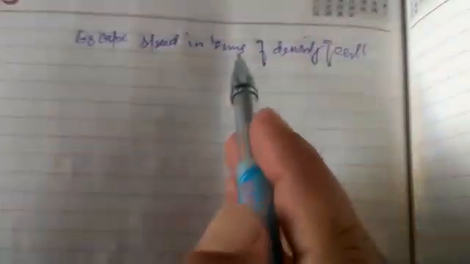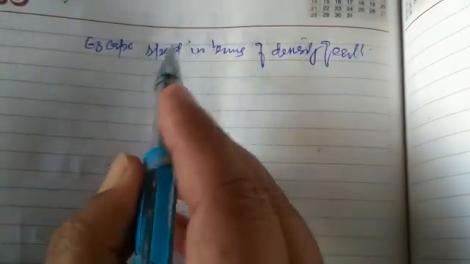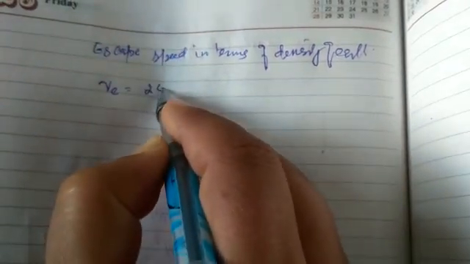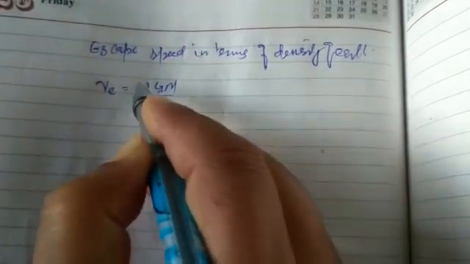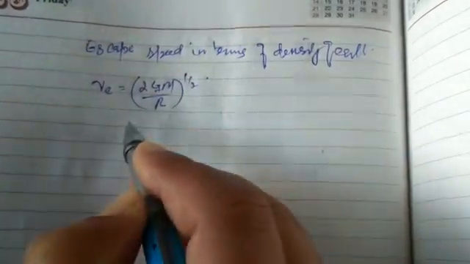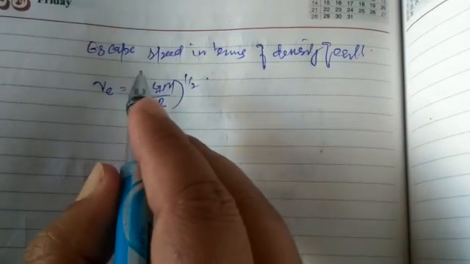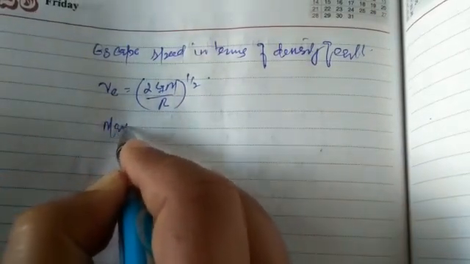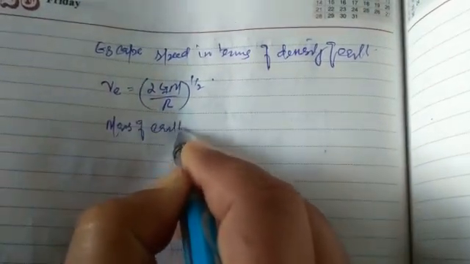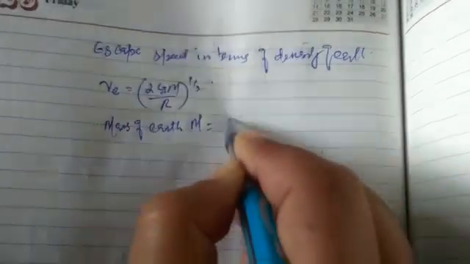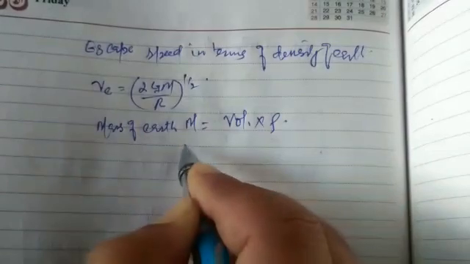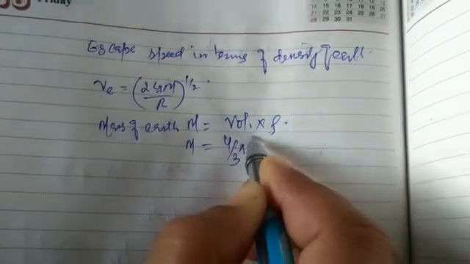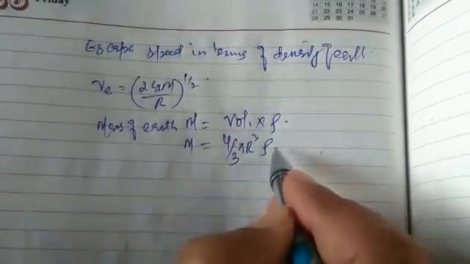Now we can also calculate the escape velocity in terms of density of earth. As we know, escape velocity VE equals 2 G M over r raised to power 1/2. As earth is assumed to be a sphere of radius r and density rho, the mass of earth, M, equals the volume of earth into density. As it is spherical, M equals 4/3 pi r cube rho, where r is the radius and rho is the density.